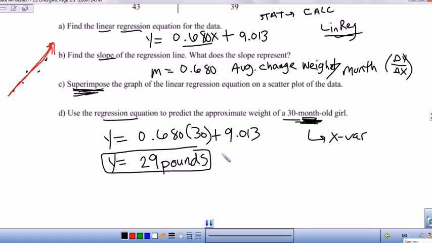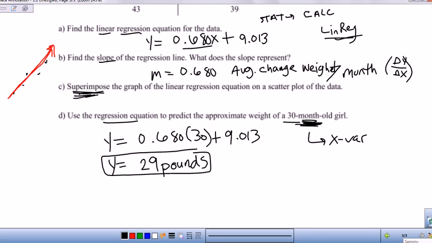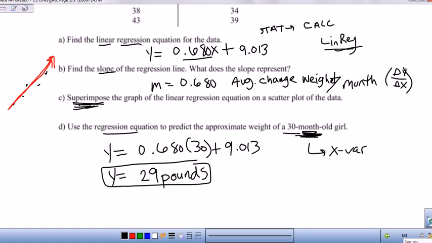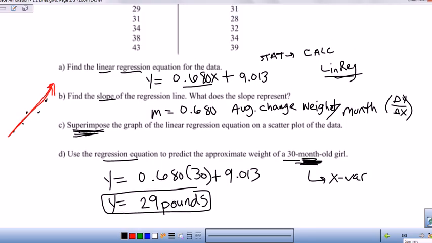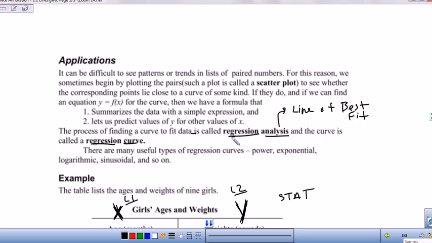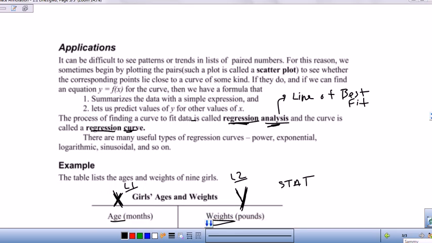According to the statistical data, a 30-month-old girl should be 29 pounds. Anyway, to sum up, the idea of this video was to be able to graph equations given 2 points, or a point and slope, find the slope, and then also apply that by use of a regression analysis, regression curve, and stuff like that. Make sure you have these done in class, and we'll see you.